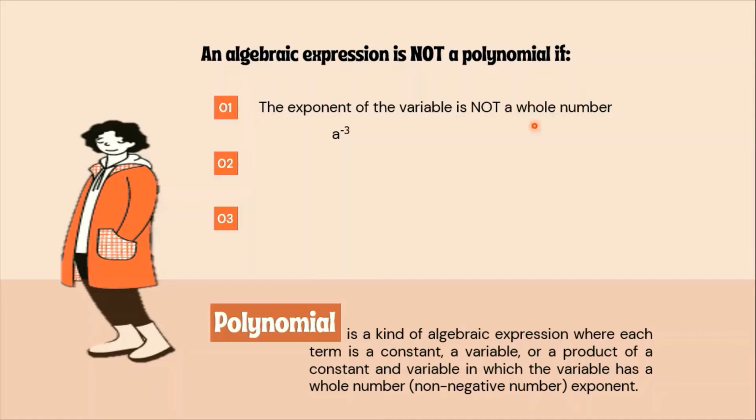We know that whole numbers include all positive numbers plus 0. Kung ang ating exponent ay -3, which is an integer na hindi whole number, this is an expression but not a polynomial. Another example, if our exponent is a fraction or a decimal, they are not whole numbers.